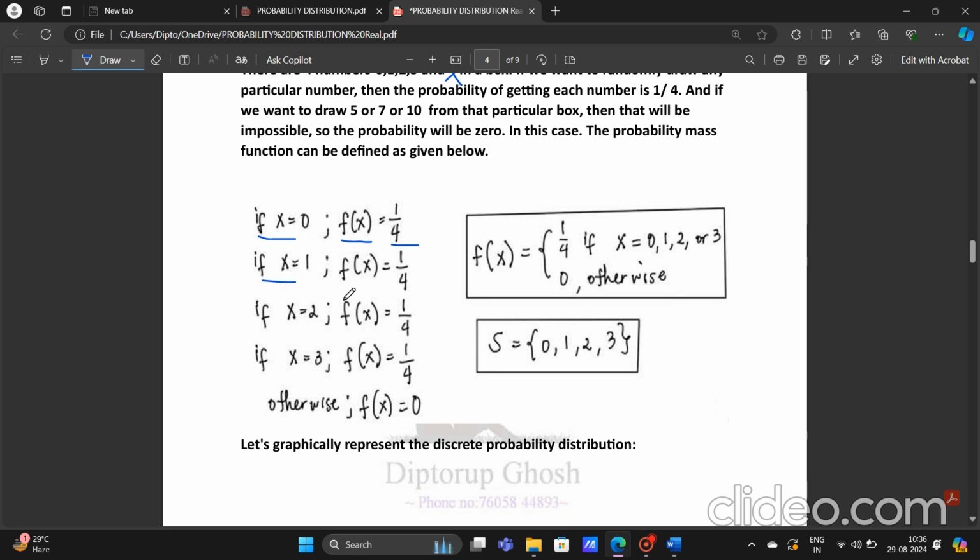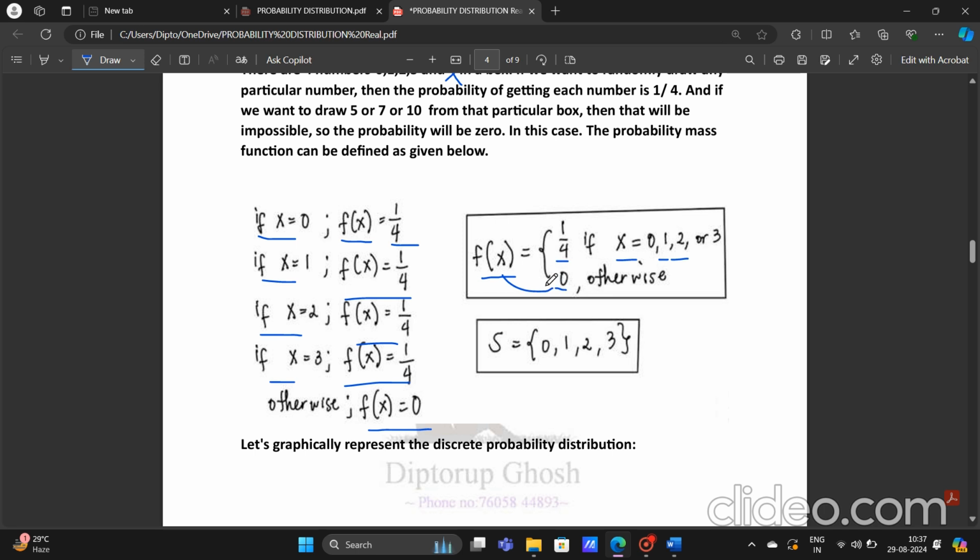So what is our function saying? f of x, which denotes our probability, says that the value of the probability will be 1 by 4 if our random variable x is any of those values 0, 1, 2 or 3. Otherwise the value of the probability will be 0. That's how we write the probability mass function. And here our sample space is 0, 1, 2 and 3, the values.